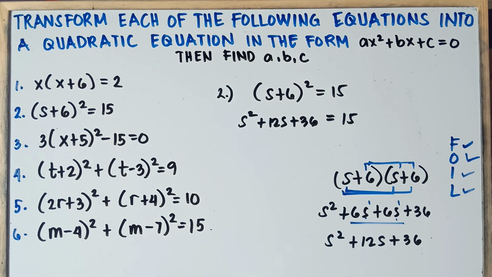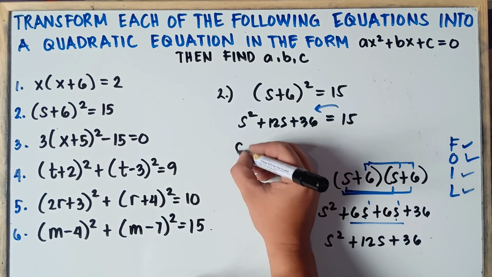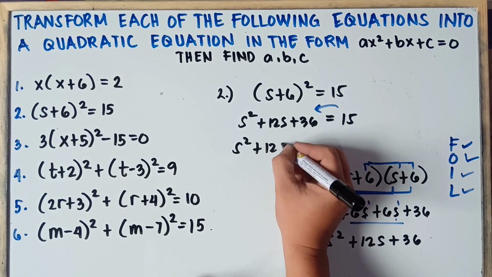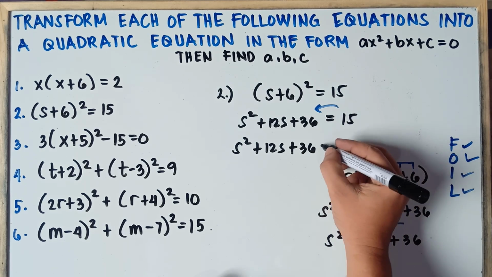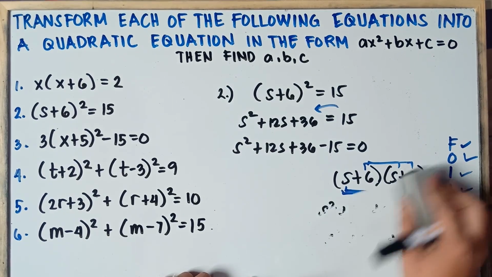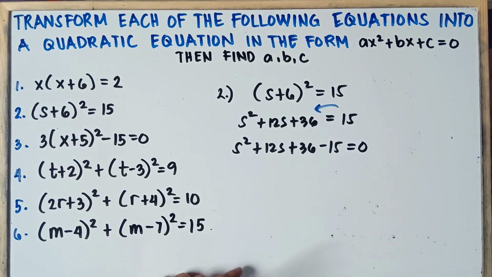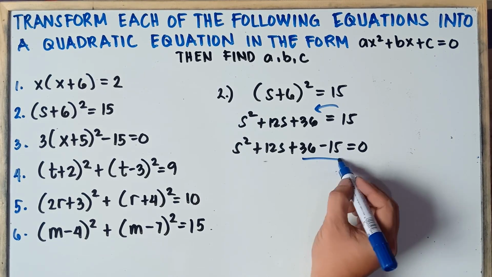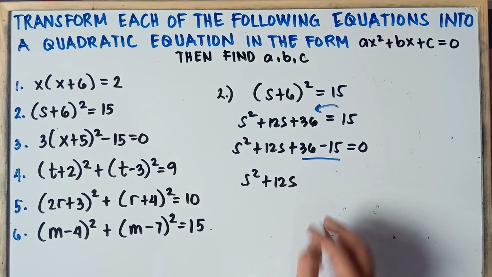Now, since we need to transform this into standard form, we need to transpose 15 from right to left. So this will be s squared plus 12s plus 36. This is positive 15, so it will be negative 15 equals 0. Can we combine 36 and 15? Yes, we can combine them, like terms, constants. So copy s squared plus 12s.